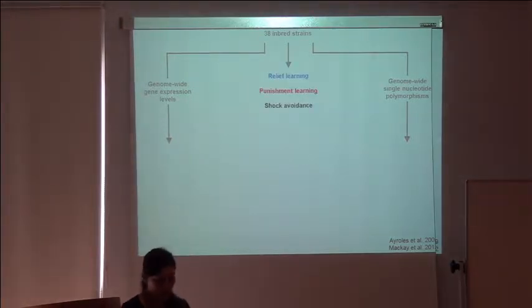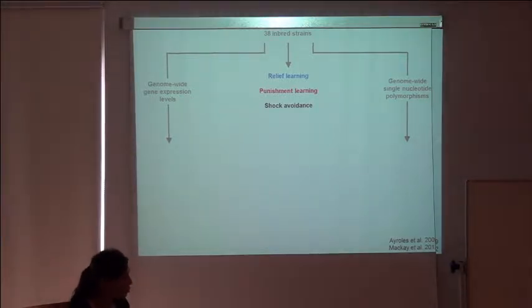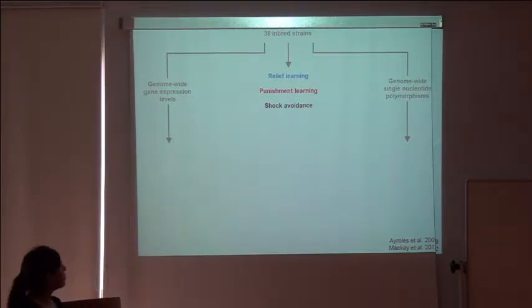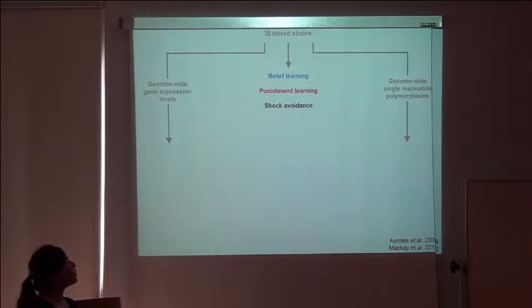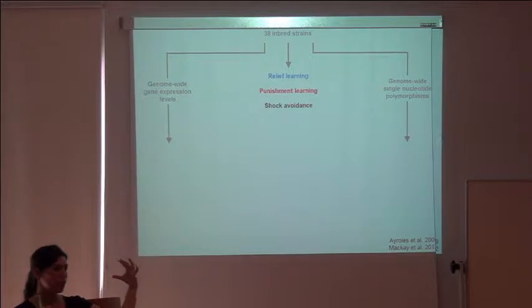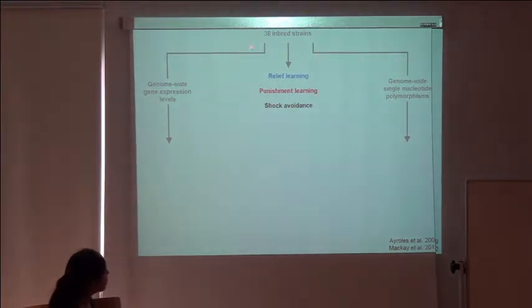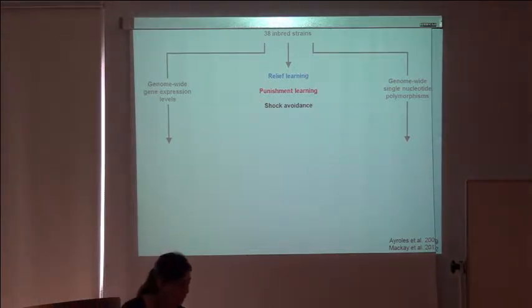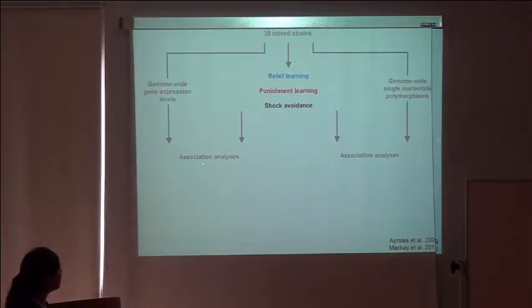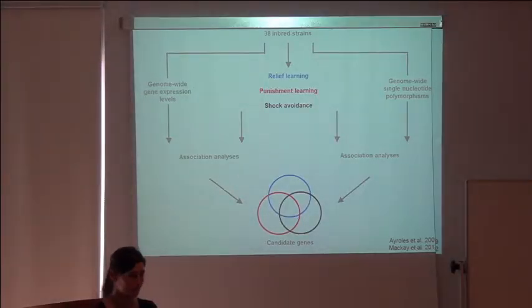Now, any lab in the world can take these strains and measure some kind of behavioral or physiological trait in order to make association analysis. So what we did is we took about 40 strains, we looked at their relief learning, we looked at their punishment learning, and we added another behavior, which is the naive avoidance of shock. That means when flies are faced with a choice between a place where there are electric shocks and another place where there are no shocks, they just avoid the shock place, obviously. So we thought we can compare the genetic architecture, so to say, between naive avoidance, learned avoidance, and learned approach. And the next step is then to bring together these data in association analysis to point to candidate genes for this behavior.